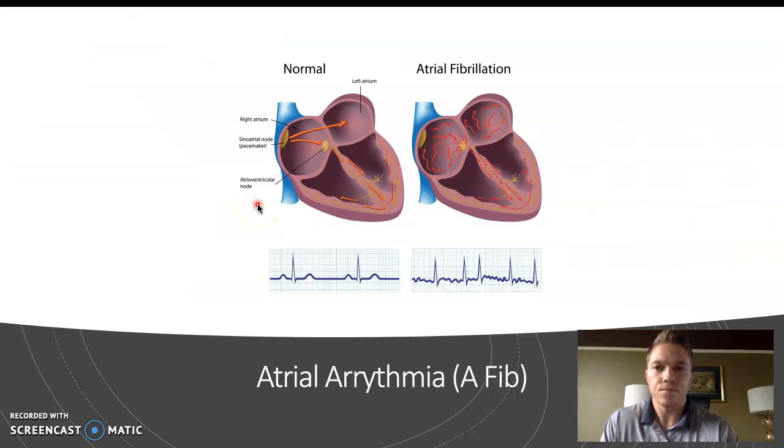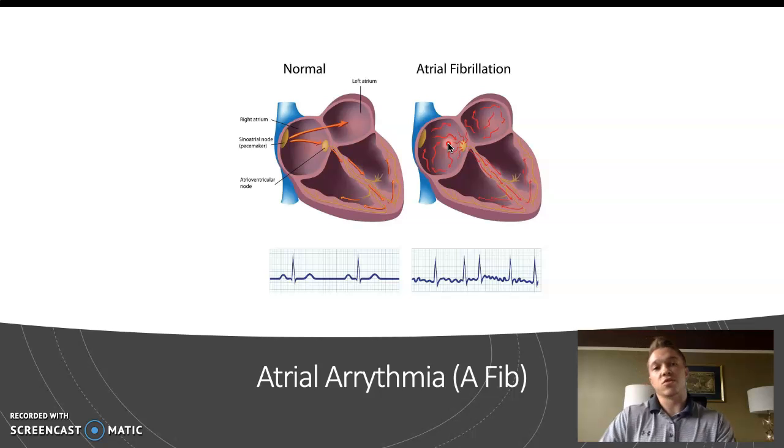Now on the flip side, on the right you'll see atrial fibrillation, and on the left you'll see the normal heart and EKG reading that you just saw. On the right you'll notice that the SA node does not have electrical impulses coming directly from it; rather, there are rapid, random electrical impulses throughout the entire atria, in both the left and the right atrium.